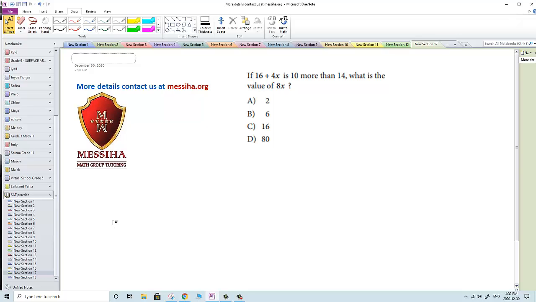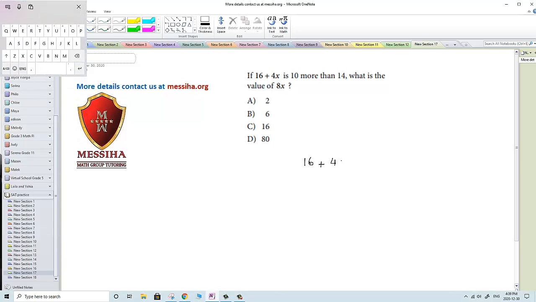Next, if 16 plus 4x is 10 more than 14. So again, this is in words, and I'm going to write it in the form of numbers. 16 plus 4x is, which means equals, 10 more than 14, that means 24. What is the value of 8x? So I don't need x, I need 8x. Let's start by finding x first, and after that I can move to 8x.